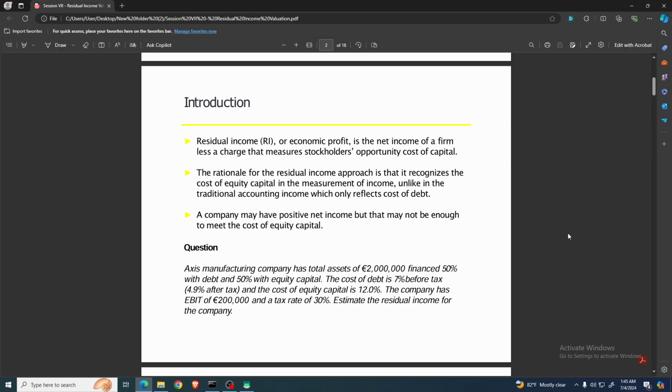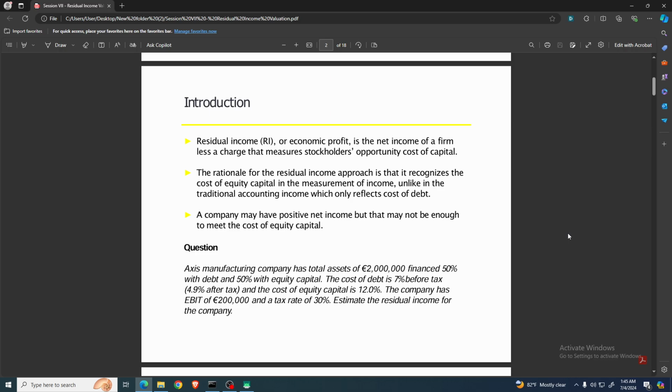So in that case, 200,000 into 30% would be what? 60,000. And net income would be EBIT minus the tax cost, which is 200,000 minus 60,000, that would be 140,000. And then we come into the point of view that the identification of the equity charge.